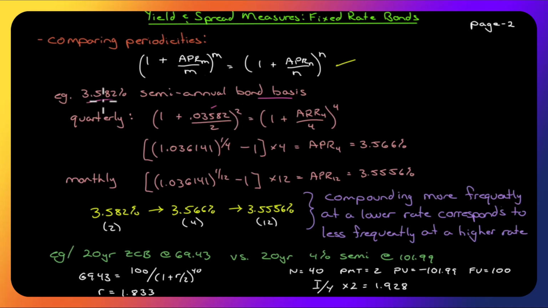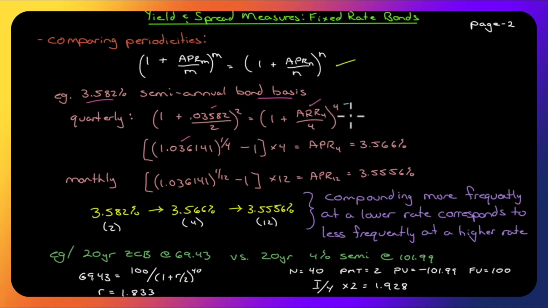So all we're doing is we're saying, well, if we did have something that had a yield of 3.582% with semi-annual compounding, what would $1 grow to? And it would grow to $1.036141. That is this term. And what are we going to do over here? We're going to solve for this amount in the numerator over here, what the rate is based on quarterly compounding. So I've done all the algebra for you, but I'll walk through the steps.